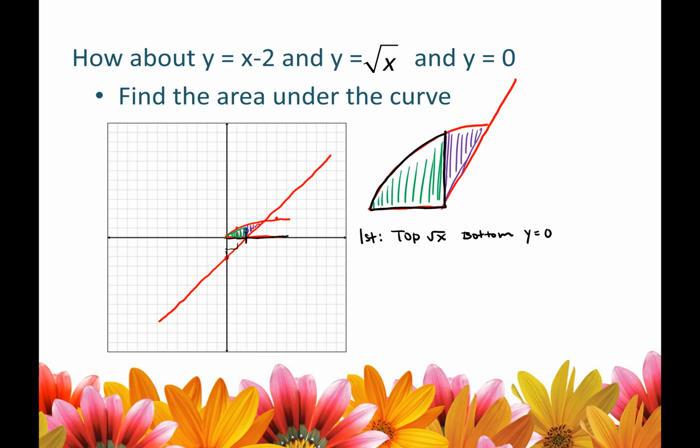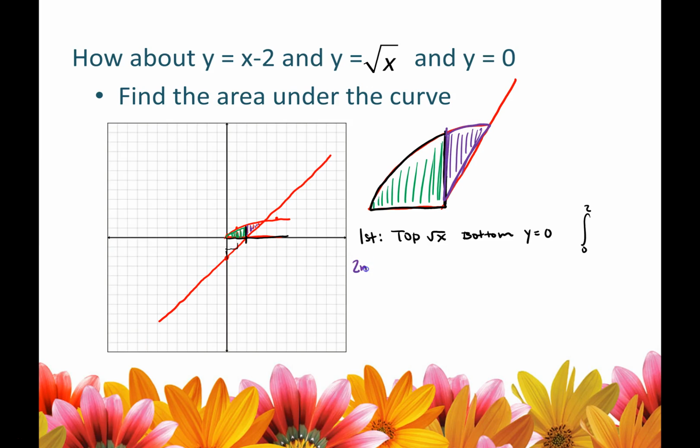Well, it hits at 2. So this right here would be from 0 to 2. So it would be from 0 to 2. All right, now let's go ahead and talk about our second. I'll use purple again. So we're talking about this purple section.